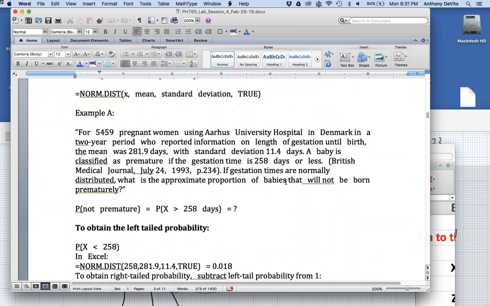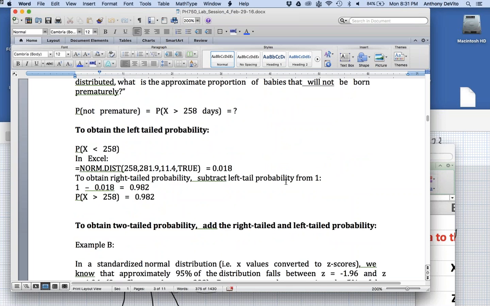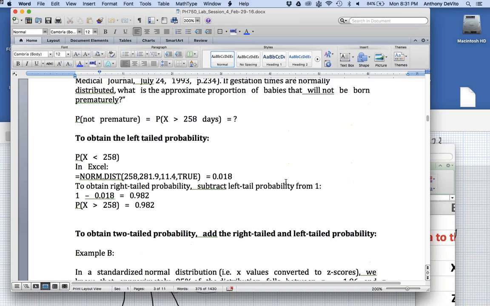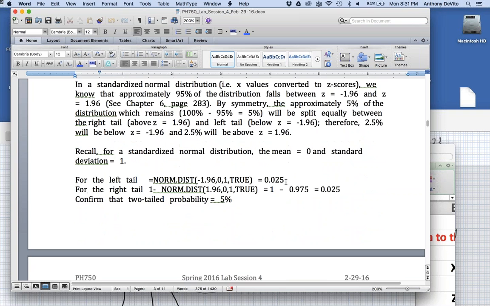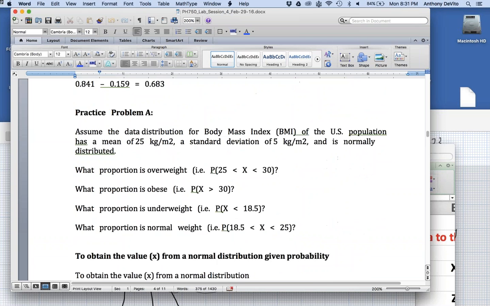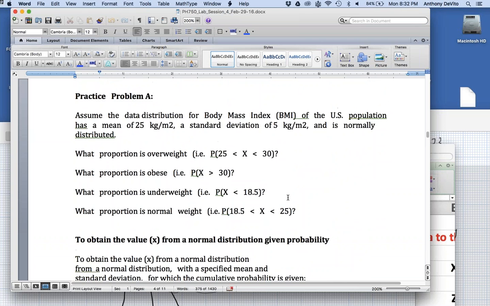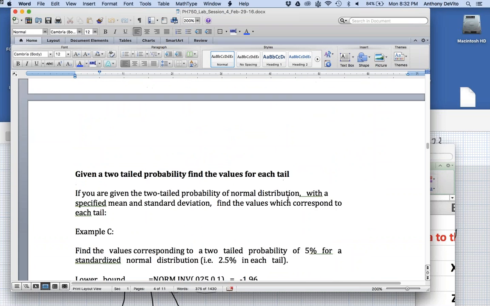All right, now, where shall I go now? Okay, let's see. Two-tail probability, right-tail probability. I'm just working through this stuff. Okay, body mass index. Questions, okay.